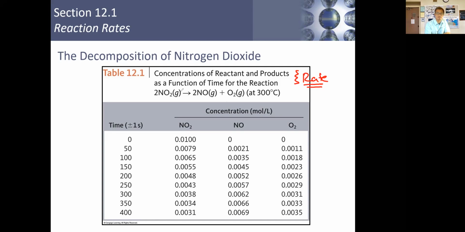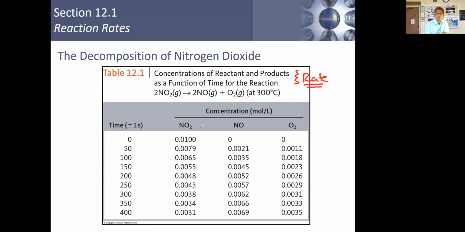So we're looking at the decomposition here of nitrogen dioxide. We're going to compare the rate at which nitrogen dioxide decomposes with the rate at which nitrogen monoxide and oxygen form. So, the formation of each one of those. Let's go ahead and take a look at what we have here.